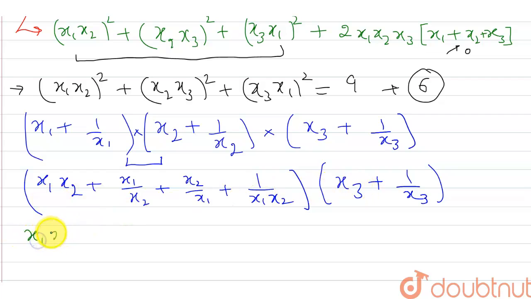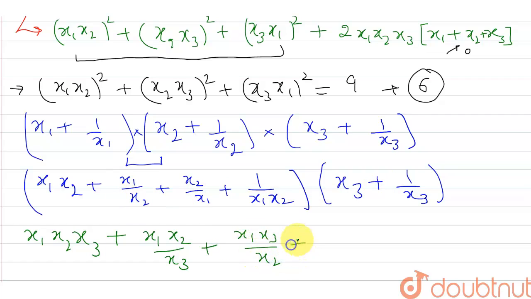So this will give me x1 x2 x3, plus if I multiply this with this, this will give me x1 x2 upon x3, plus now I will multiply this term with this, so this will give me x1 x3 upon x2, plus I will multiply this term with this term. So this will give me x1 upon x2 x3.